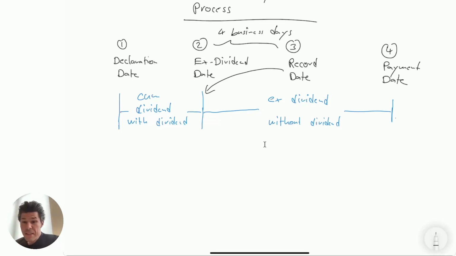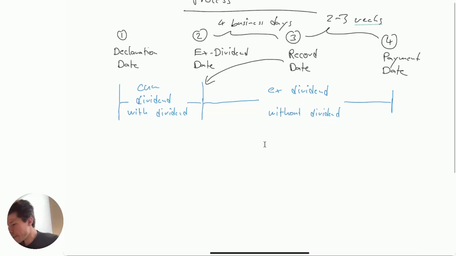And then payment date, this is basically the last step. This is where the payment check is actually sent out to entitled shareholders. And this can happen 2 to 3 weeks afterwards.